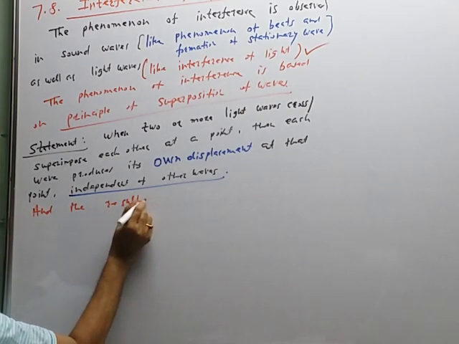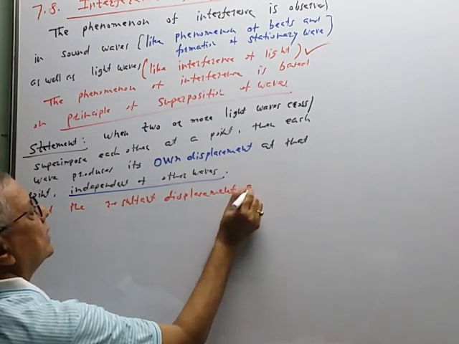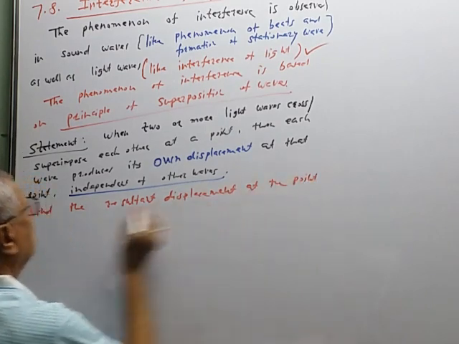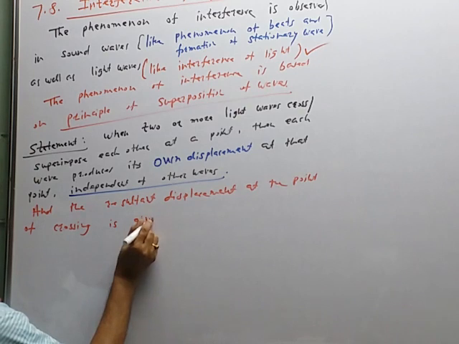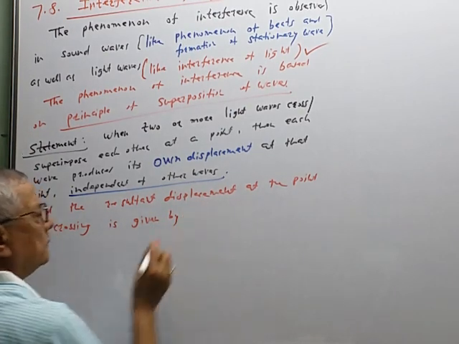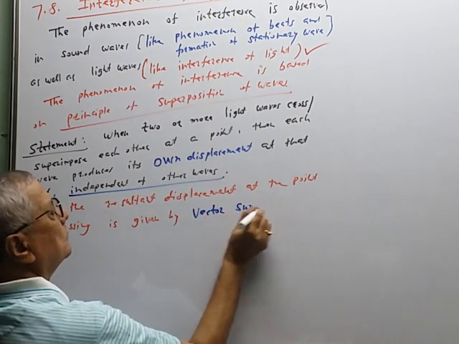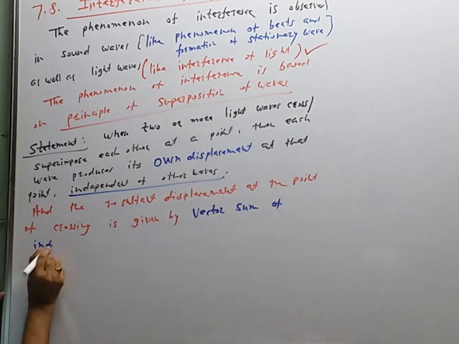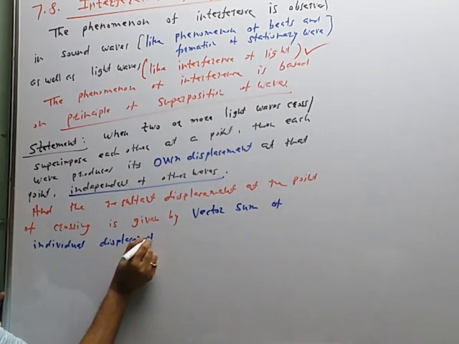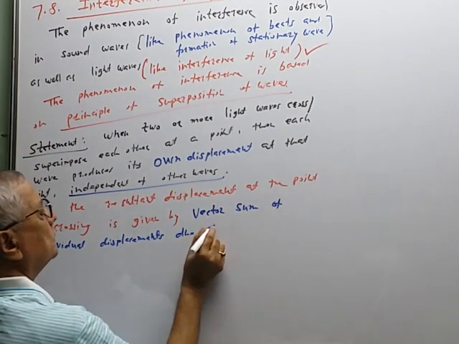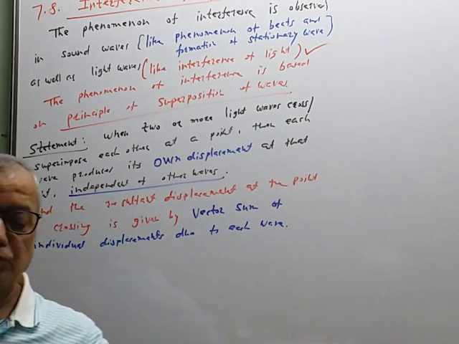the resultant displacement at the point of crossing, point of superimposition, is given by vector sum of individual displacements due to each wave. So these are the two parts.